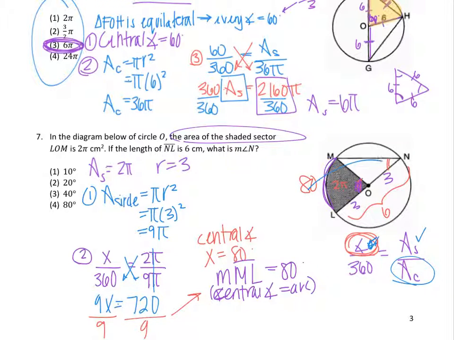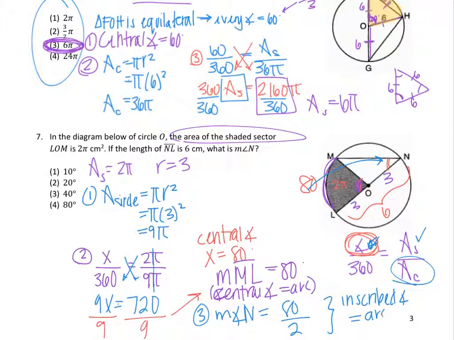In order to go inside to an inscribed angle, step 3, the measure of angle N is 80 divided by 2, arc over 2 for inscribed angles. I'm going to write that off to the side. Inscribed angle equals arc over 2. Again, to go inside, we divide 80 by 2 to give us a total value of 40 degrees. Choice 3.